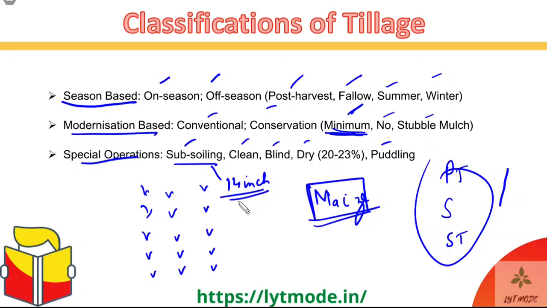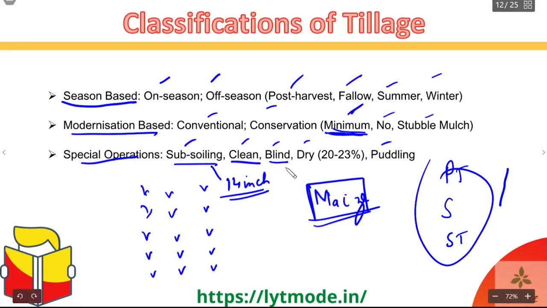Then there is the clean tillage, which basically refers to the practice wherein no living plant is left undisturbed in the field. So basically what you do is you try to clean all of the vegetation in the field by doing tillage. Every single plant that was there should be removed or disturbed in such a manner that they die. So it's kind of an unweeding process. So it is a clean tillage.